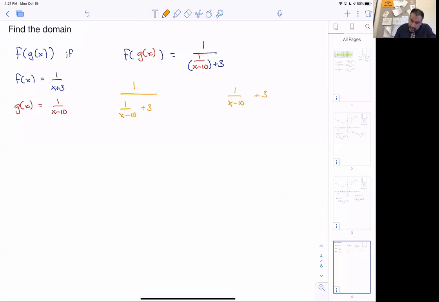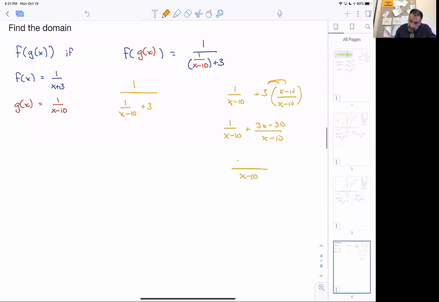So to do that, all I've got to do is find a common denominator. That means I need an x minus 10 on the bottom of this expression, which means I'll need an x minus 10 on the top. So if I multiply the 3 by x minus 10 over x minus 10, I'll end up with my original fraction, 1 over x minus 10. And then my second fraction, when I distribute, is going to be 3x minus 30 over x minus 10. So when I combine these, I get one denominator. And that's the key when you're dealing with this, having one single fraction. x minus 10 on the bottom, and then 3x minus 29 on the top.